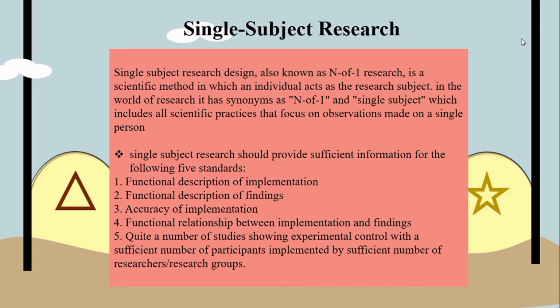Based on quality indicator for single-subject experimental research developed by Horner and colleagues 2005, single-subject research should provide sufficient information for the following 5 standards. 1. Functional description of implementation. Number 2. Functional description of finding. Number 3. Accuracy of implementation. Number 4. Functional relationship between implementation and findings. Number 5. Quite a number of studies showing experimental control with a sufficient number of participants implemented by sufficient number of researchers or research group.